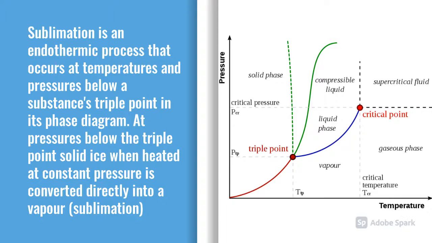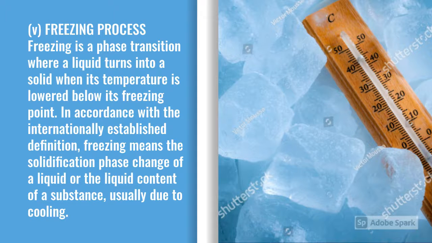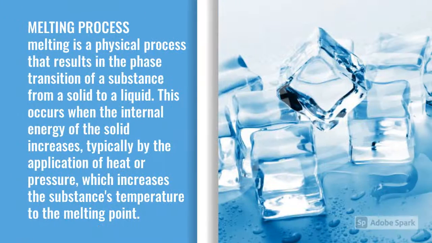The next process is freezing, which is simply a phase transition where a liquid turns into a solid when its temperature is lowered below its freezing point. There is also melting, which is the phase transition of a substance from a solid to a liquid. This occurs when the internal energy of the solid increases, typically by the application of heat or pressure, which tends to increase the substance's temperature to the melting point.